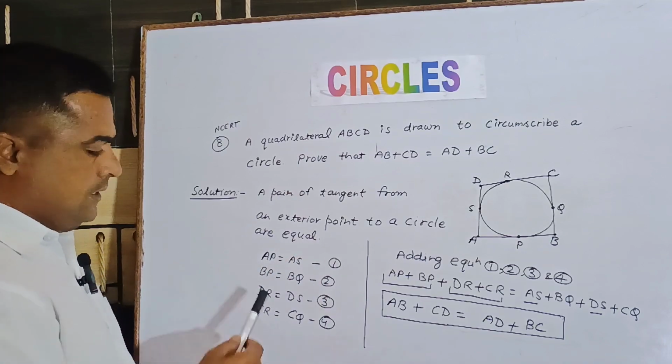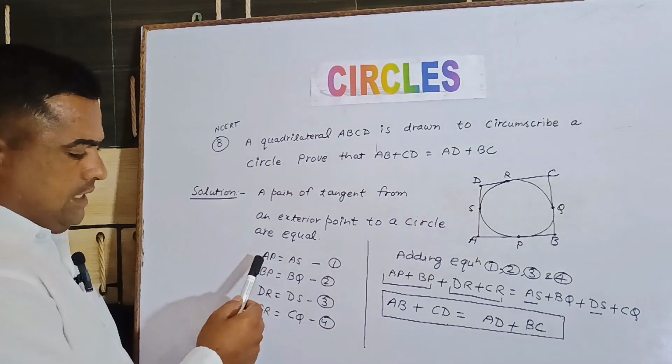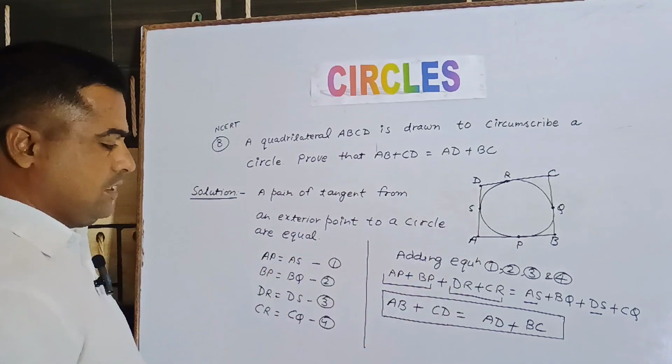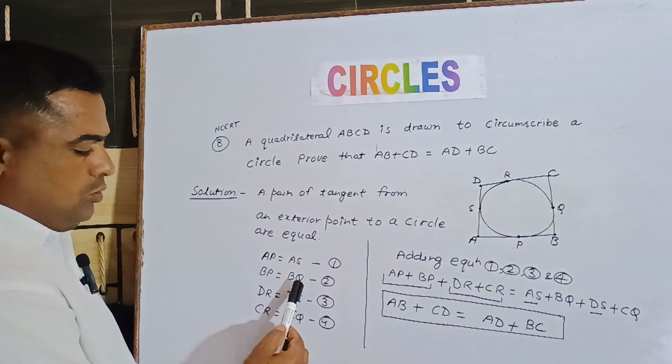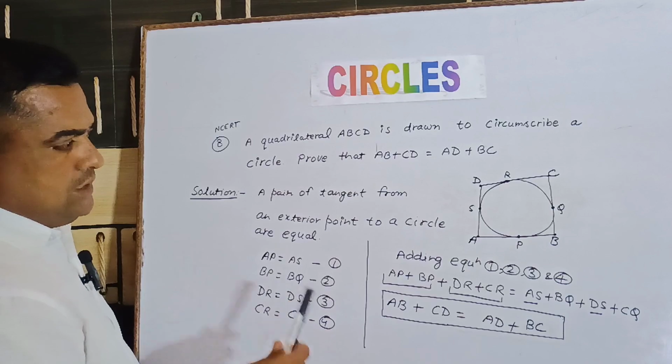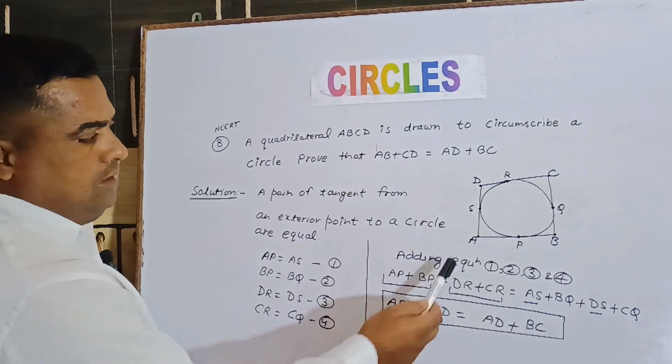What will we get here? AP on the left hand side: AP plus BP plus DR plus CR is equal to AS plus BQ plus DS plus CQ on the right hand side. Students, you can see in the figure, AP plus BP.